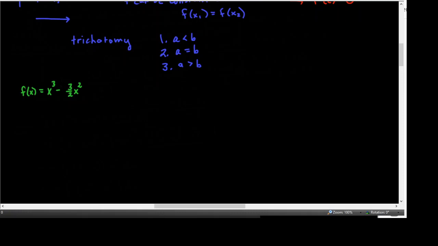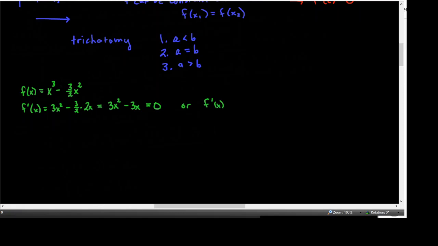So since this is a polynomial function, we know that f is differentiable on the entire real number line, and that the derivative of f will be 3x squared minus 3/2 times the derivative of x squared, which is 2x, which simplifies to 3x squared minus 3x. And then what we're going to do with that to find the critical numbers is say, when does that equal 0, or when does that fail to exist?